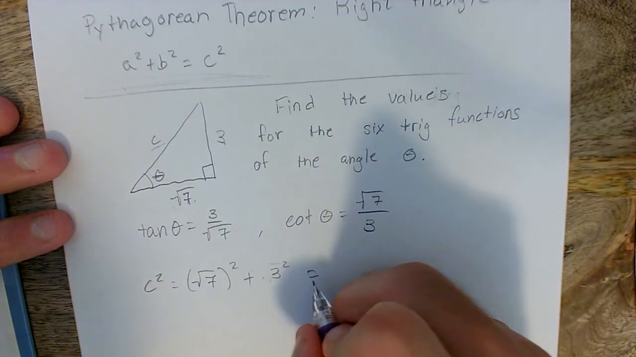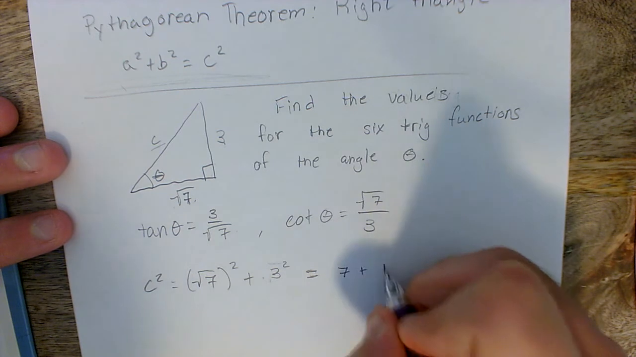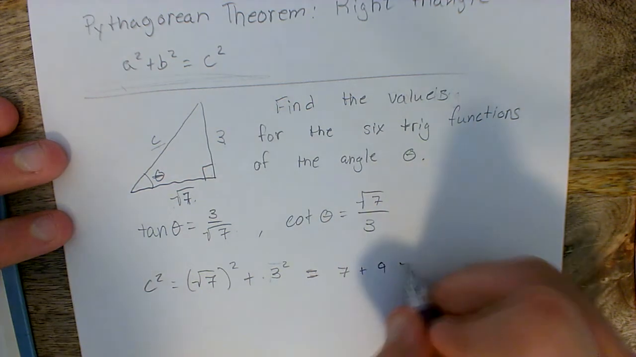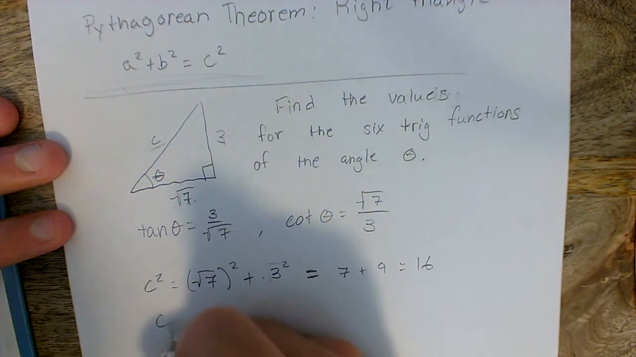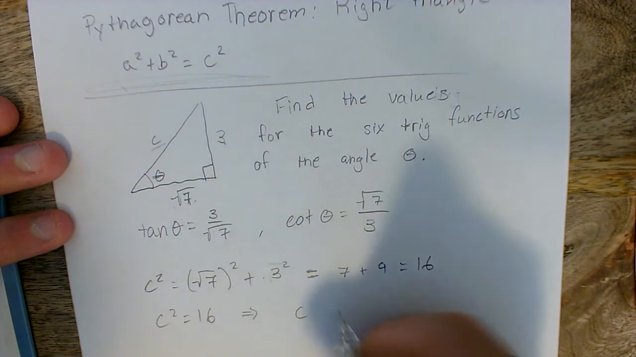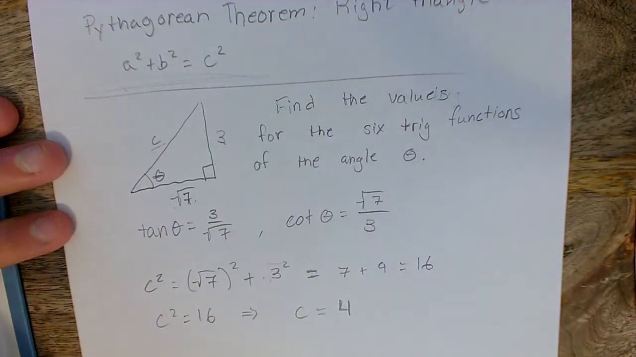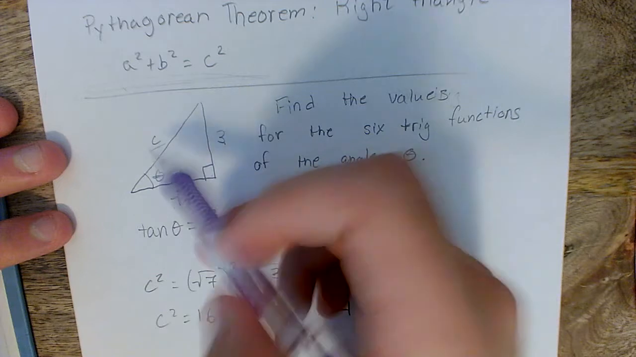So that's equal to 7 plus 9, which is equal to 16. So c squared is equal to 16. Well, that means that c is equal to 4. And some of you might be thinking, why didn't he do plus or minus 4? Well, I'm eliminating the negative 4 because you can't have a negative length. Okay, so c equals 4.